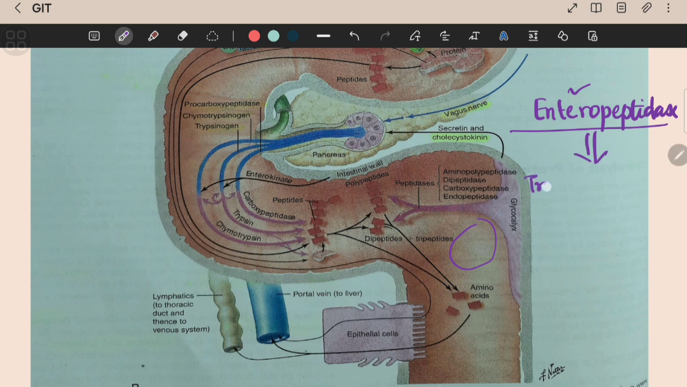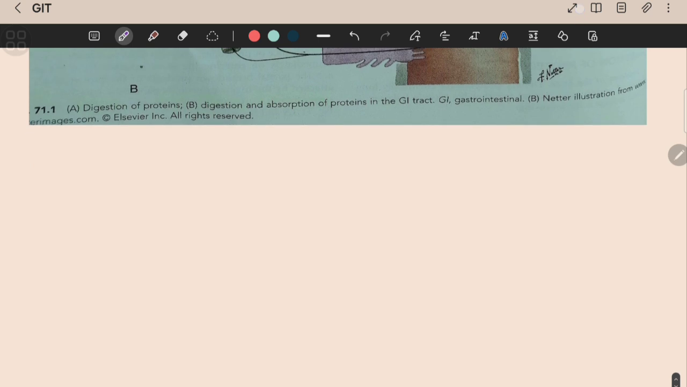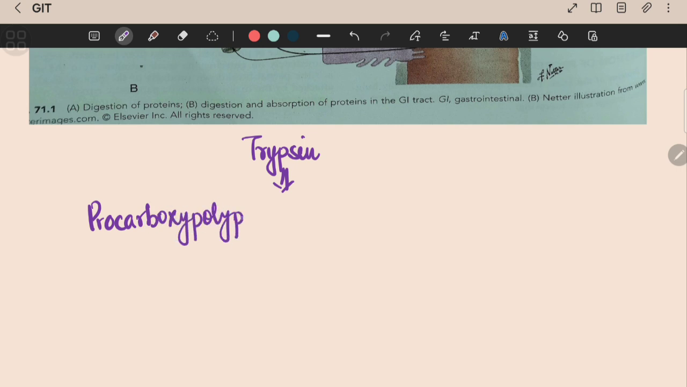Okay, this will act on trypsinogen, and this will convert trypsinogen into trypsin. Now this trypsin is very important. When this is formed, what will this trypsin do? Trypsin will play a role in activating its other brothers, like we have the procarboxypolypeptidase. This procarboxypolypeptidase will be converted into carboxypolypeptidase by trypsin.